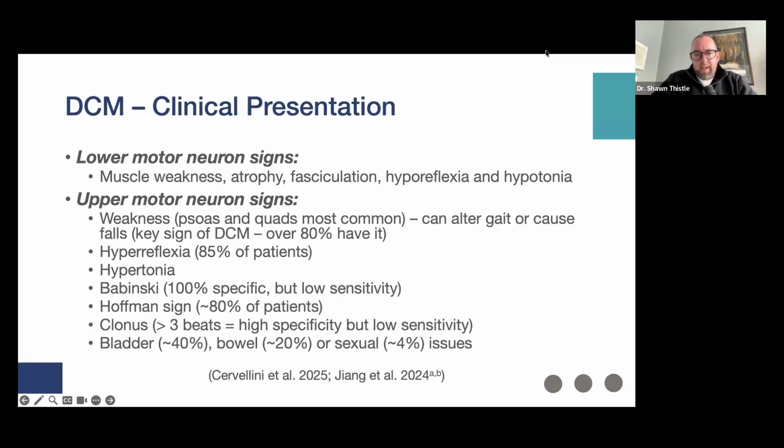That's present in about 80% of patients. There's also the Tromner sign that appears in the literature, which is really just a Hoffman sign flicking the other side of the finger. Those tests, when I get to Hoffman, I'll talk a little bit more about what we're actually doing there.